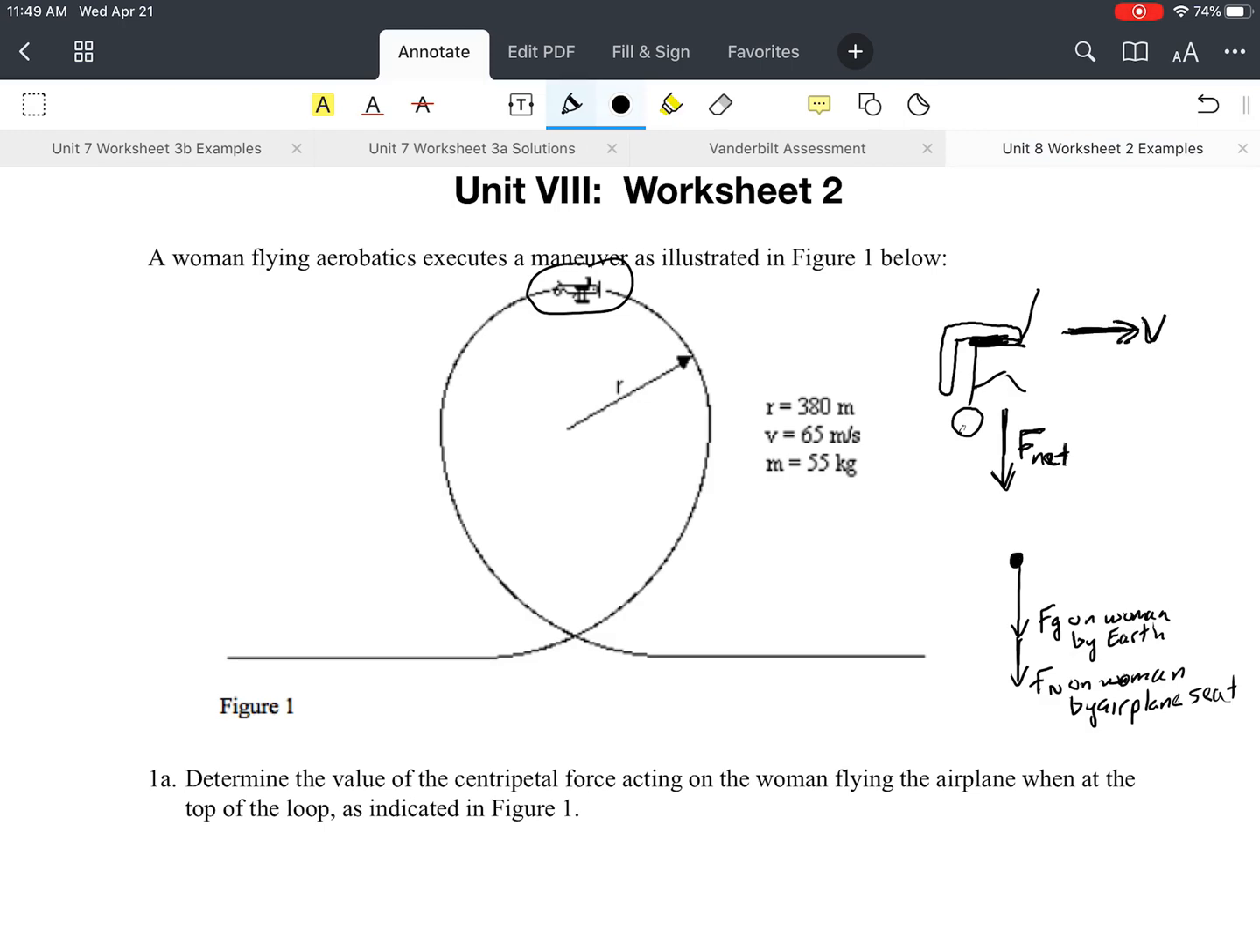And while the woman is moving fast enough to the right, her motion continues to go to the right, and the plane then makes a motion that curves around, and so she flies into the curve. And so the seat actually just catches her as she goes around. So that's what happens. So yes, she wants to fall down, but her body's going forward, so her body moves into the seat as the seat makes that circular path.